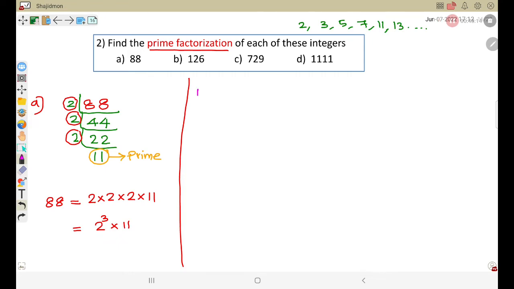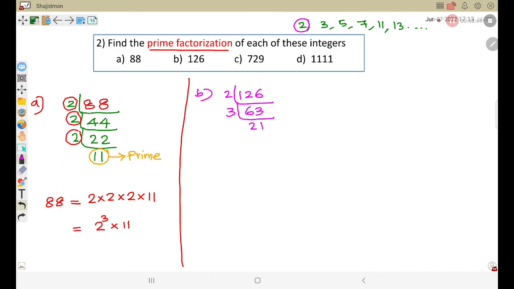Now 126, B part of the question. First divide by 2. 126 divided by 2, is it possible? Yes, that gives 63. Now can we divide 63 by 2? No. If we cannot divide by 2, go to 3. Can we divide by 3 or not? Yes, that gives 21.